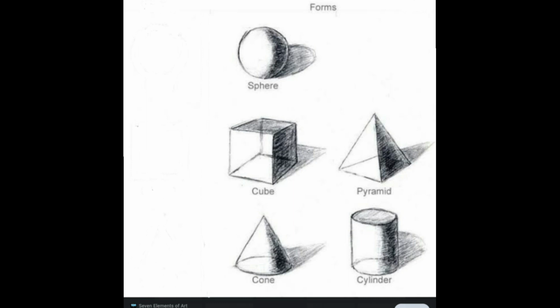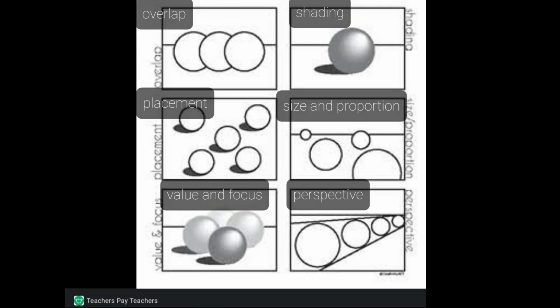Forms are three-dimensional: length, width, height, and can be viewed from many angles. Forms have volume and take up space. Space is the emptiness or area between, around, above, below, or within objects.